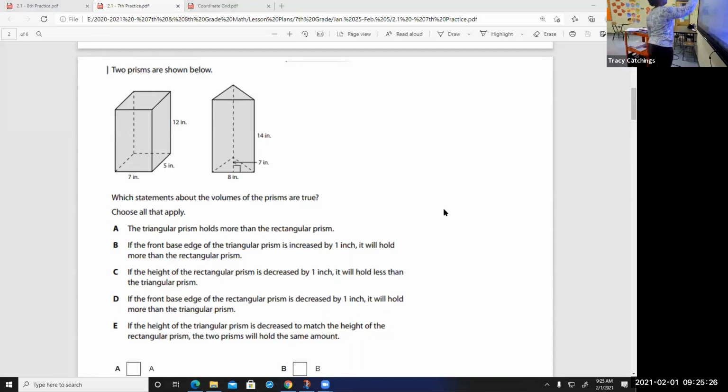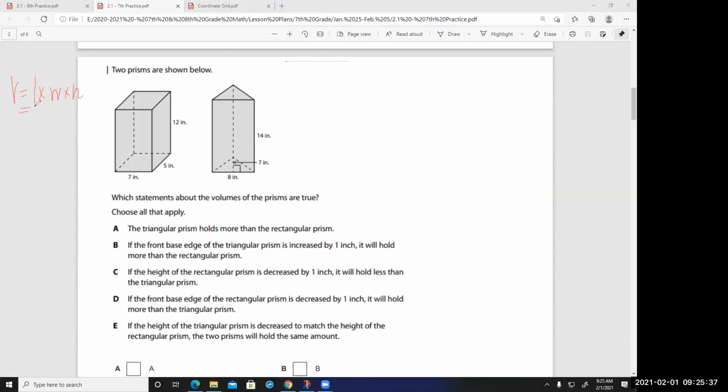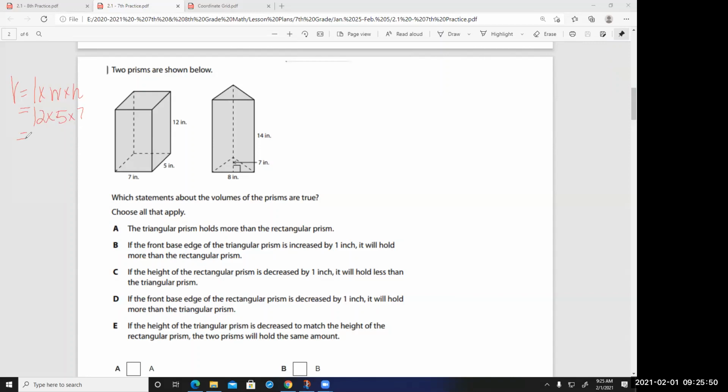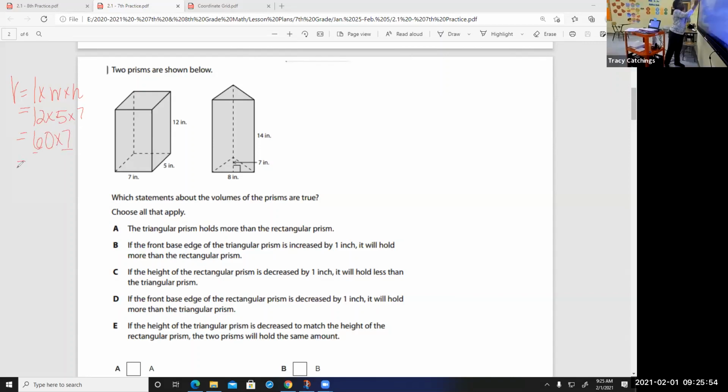They gave us a rectangular prism. That's where we can use length times width times height. What would be the length? What's the width? And what's the height? 12, 5, and 7. All right, 12 times 5 is 60. And 60 times 7 is 420.